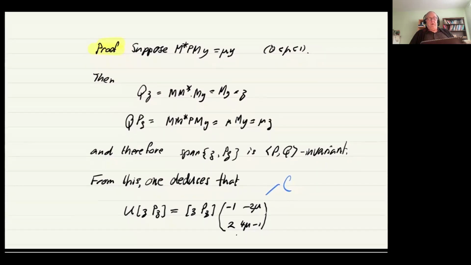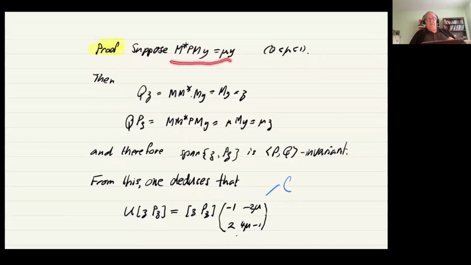So this is where we have to do a little bit of work. So we're going to assume that we've got an eigenvector y for M star PM, with eigenvalue mu, and then Qz equals z, where z is My and Q is M M star. So Qz equals z, and QPz equals mu z. And so therefore, the z and Pz span a subspace which is invariant under P and Q.